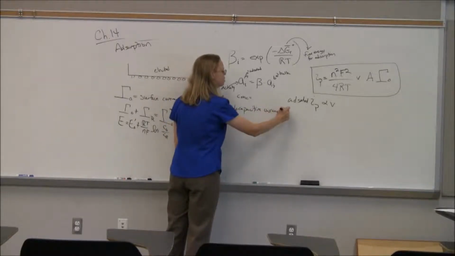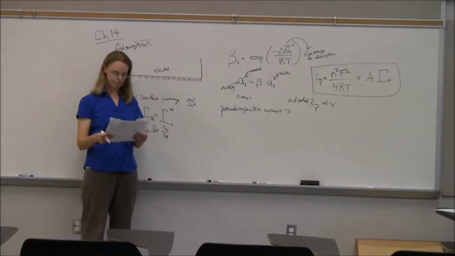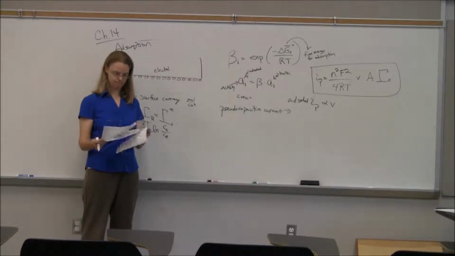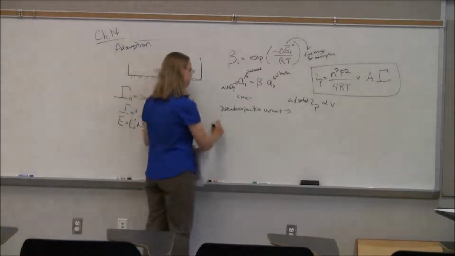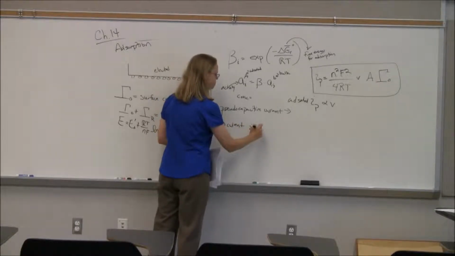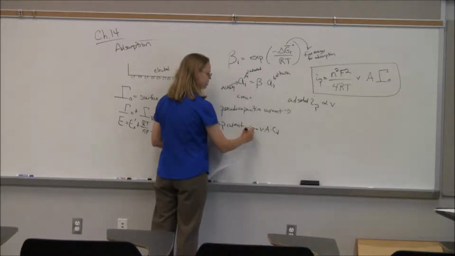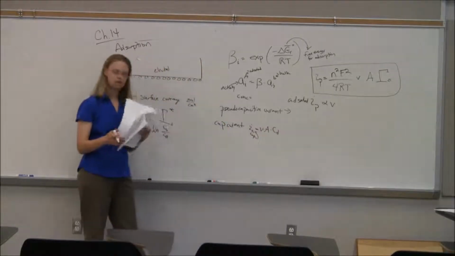And so they'll call currents for absorbed things pseudocapacitive currents. Why would they do that? Well, it turns out capacitive current, I skipped over back here, but capacitive current is proportional to scan rate. So capacitive current is equal to a scan rate times area times the capacitance of the electrode.